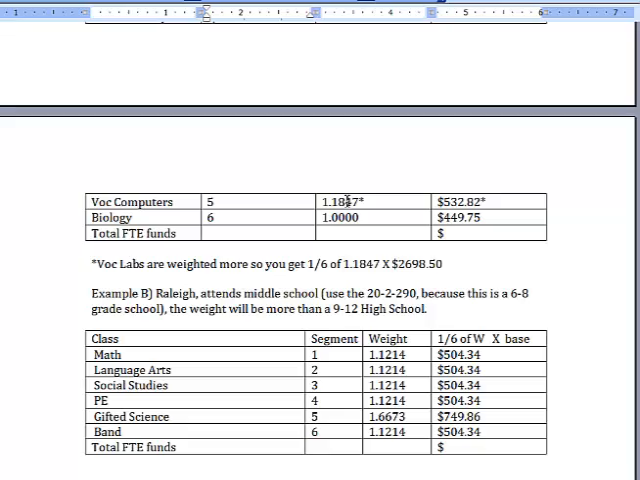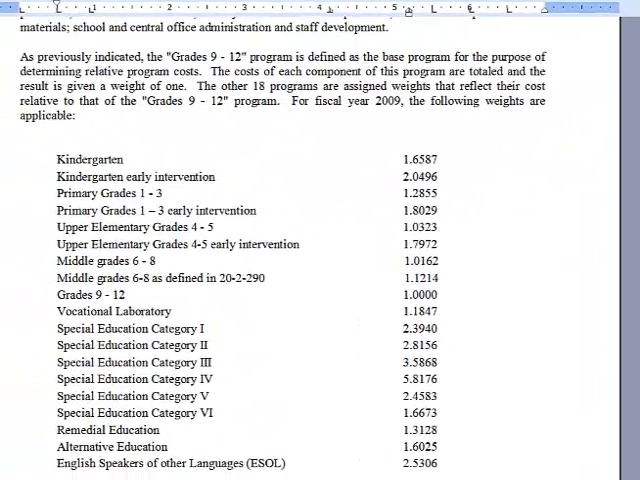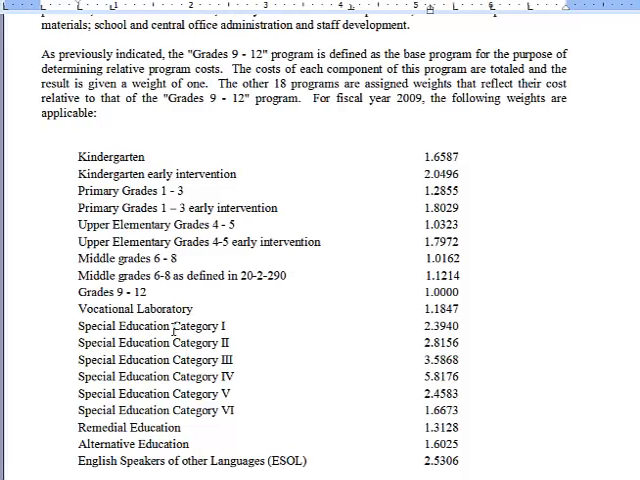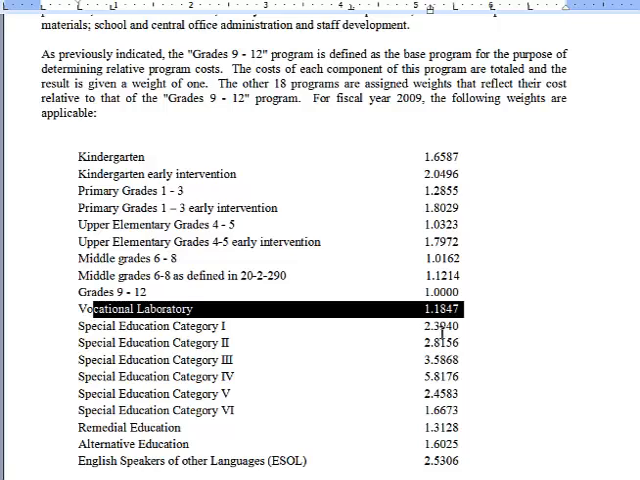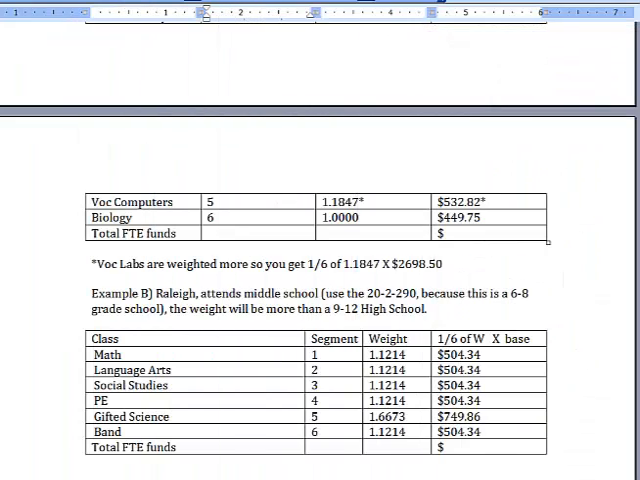Now where did I get that figure from? Well, if we look over here at that chart again, that chart tells me that vocational laboratories brings in 1.1847. So I take that figure and I put it right here, and I multiply the times the 449.75, and I get $532. So that will be the total.